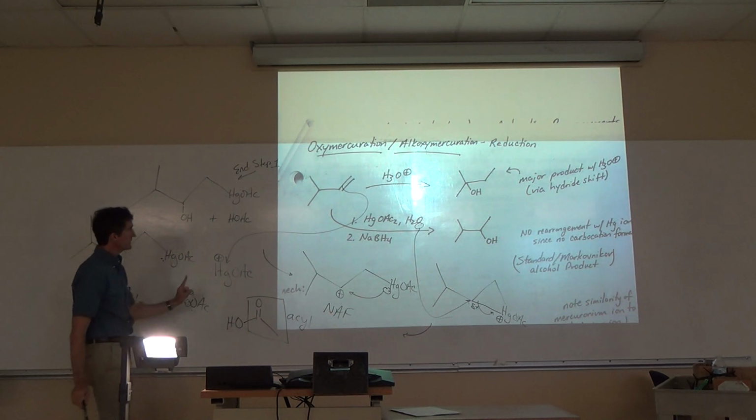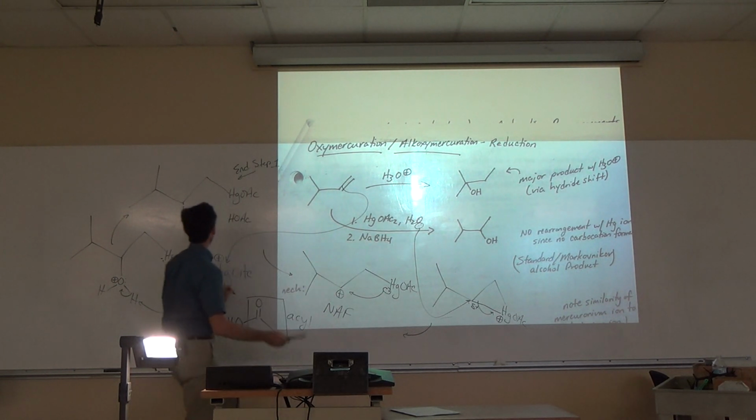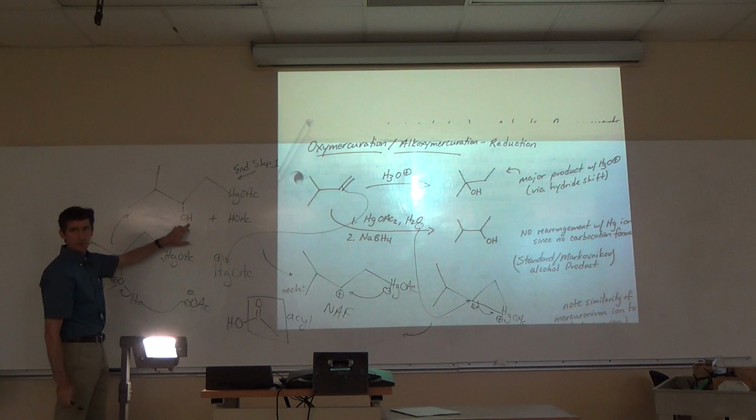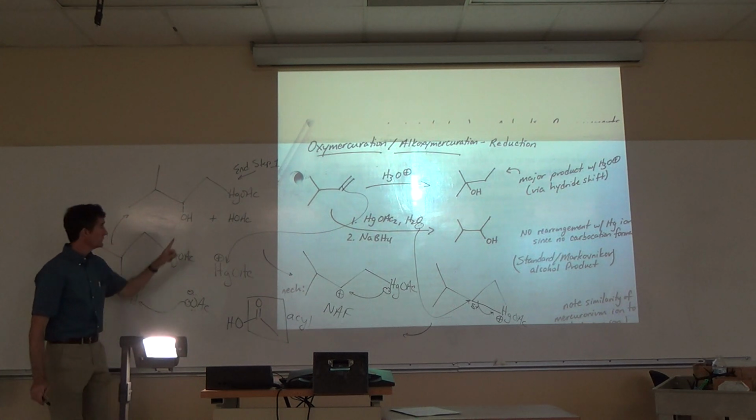In this reaction, we could have also used an alcohol here. If we had used an alcohol, this would have been an OR group. And we could call it an alkoxymercuration if there was an alkyl group here.